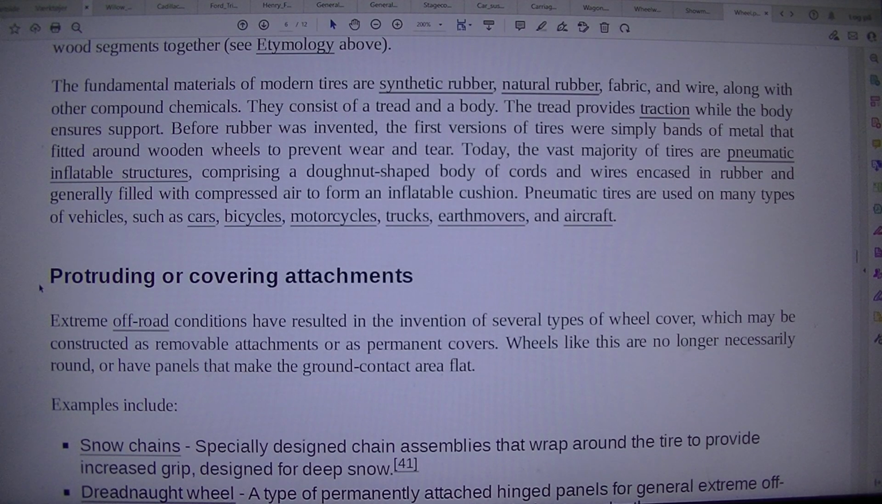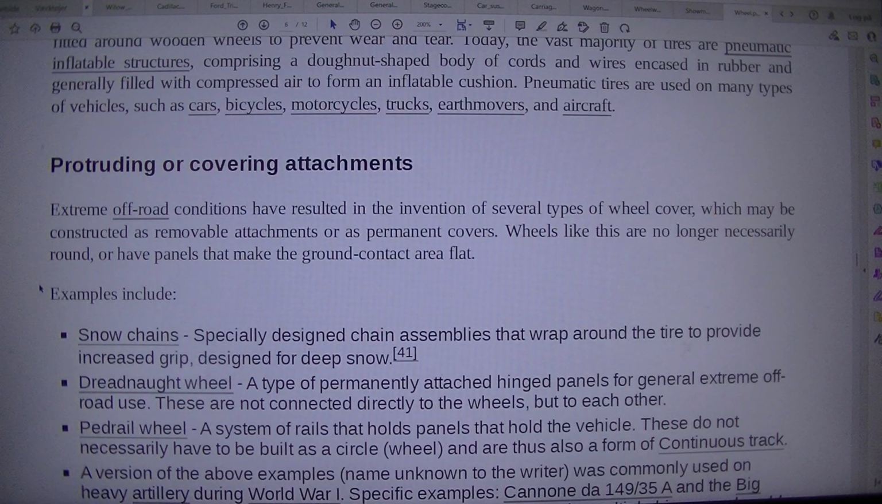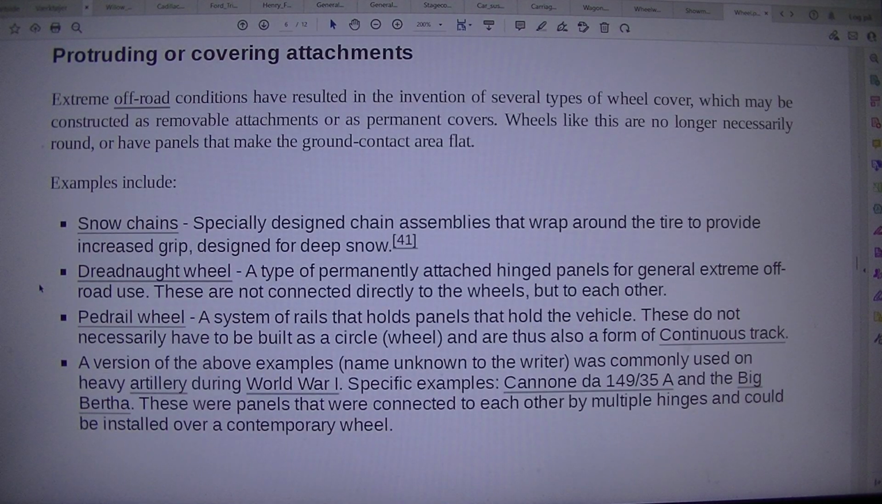Protruding or covering attachments. Extreme off-road conditions have resulted in the invention of several types of wheel cover, which may be constructed as removable attachments or as permanent covers. Wheels like this are no longer necessarily round, or have panels that make the ground contact area flat. Examples include snow chains, specially designed chain assemblies that wrap around the tire to provide increased grip, designed for deep snow. Dreadnought wheel, a type of permanently attached hinged panels for general extreme off-road use.